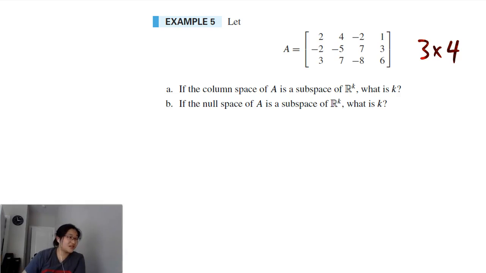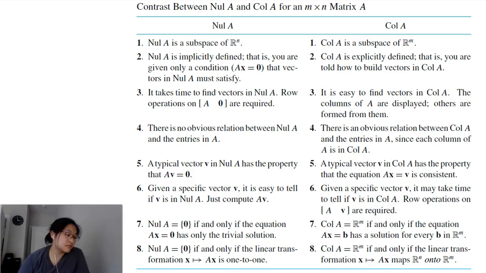Pause the video. Alright, so for the column space, looking at how big each column is, it's 3, so k equals 3. And for the null space, look at how long each row is. It's 4, so k is 4. There are a lot more examples in the book that you can definitely look at, but we're going to briefly look at this chart.